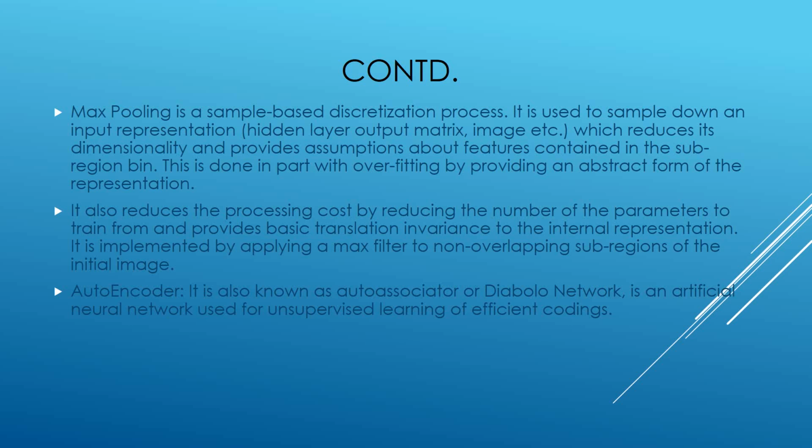Now I'll be talking about autoencoders. An autoencoder is also known as an auto-associator or Diabolo network. It is an artificial neural network used for unsupervised learning of efficient codings.